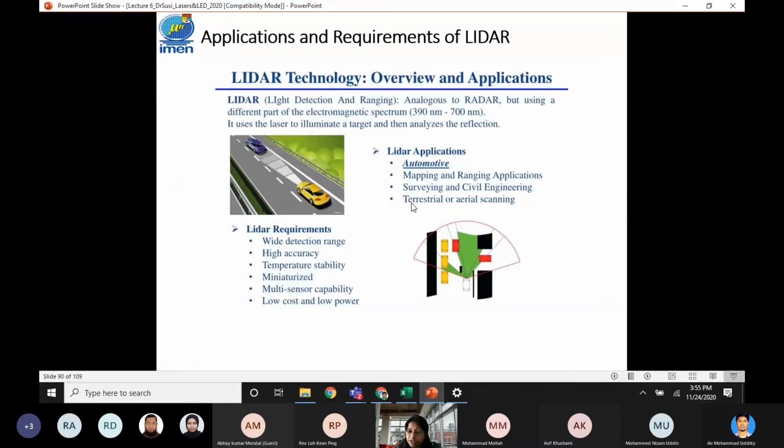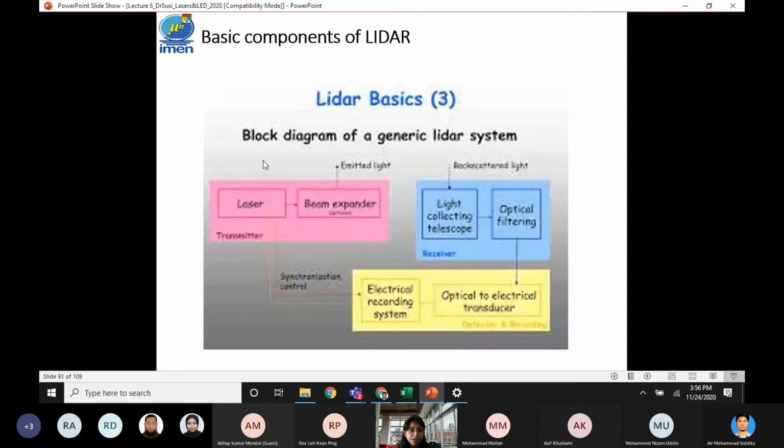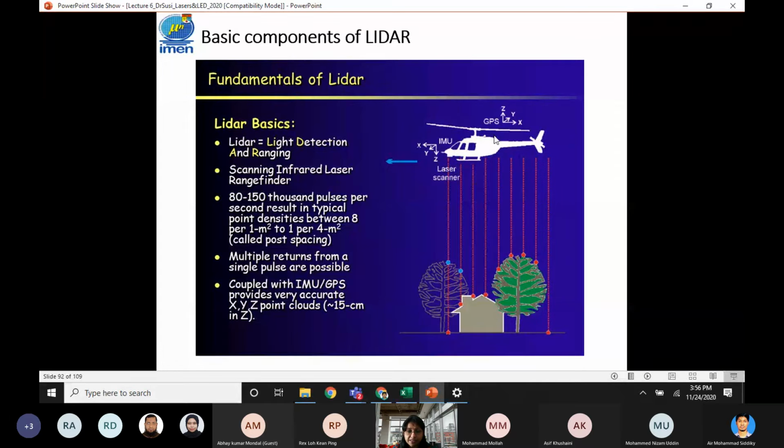It is also used for surveying and civil engineering, for terrestrial and aerial scanning, for the Navy, for the Army, right? They use LiDAR. The requirements are a wide detection range, high accuracy, temperature stability, miniaturization and multi-sensor capability. It's also low cost and low power. It covers the visible region, 390 to 700 nanometers. So you have a laser, a beam expander, and then this is the emitted light, and the backscattered light is collected by a telescope with optical filtering, and you get back the image that is collected. Okay, so basically you have a laser scanner here.